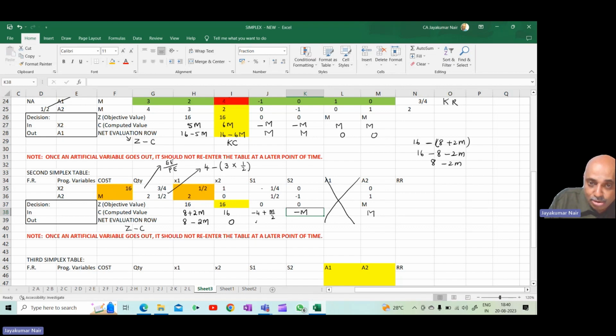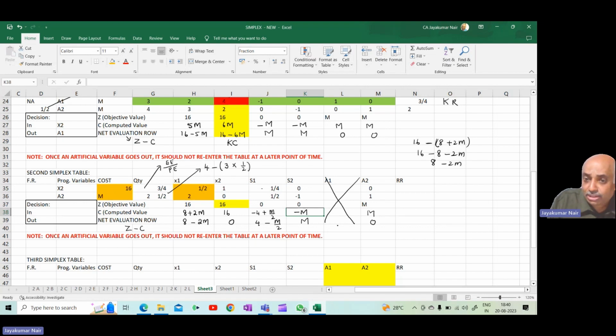And this will be 4 minus m over 2, because 0 minus of minus will become plus, and minus into plus will become minus. So plus 4 minus m over 2. And here 0 minus of minus m will give you m. And this will be m minus m is 0.